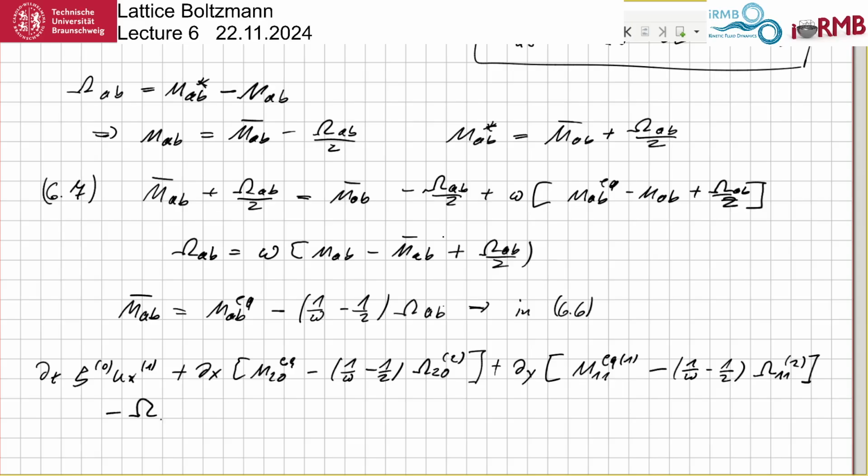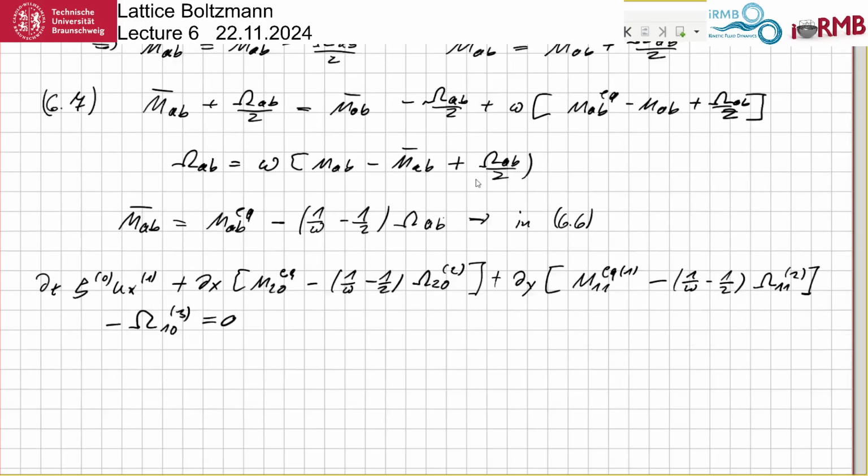And still we have this omega 10 to third order, and all of this is equal to 0. Now we have to plug in the equilibria for this. So we have M20 equilibrium to second order is theta, the speed of sound squared, times rho second order plus ux. Because ux is first order and we take its square, it is second order, right? Times rho 0 order.